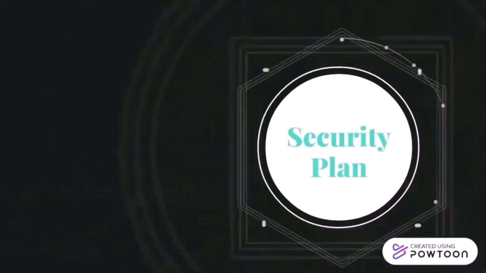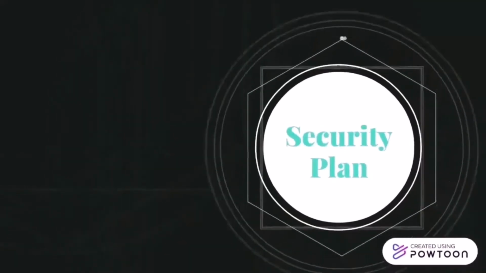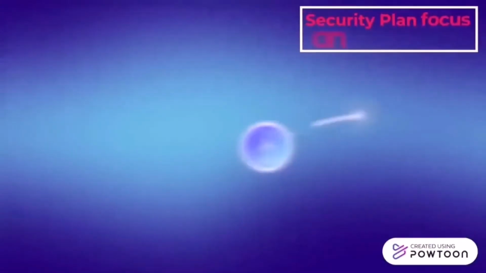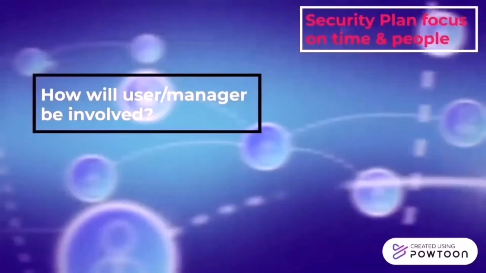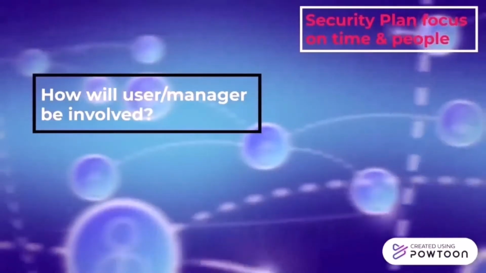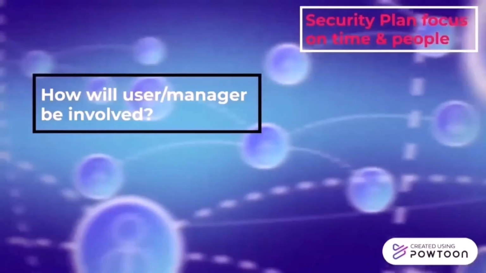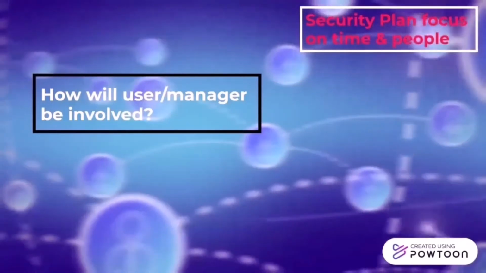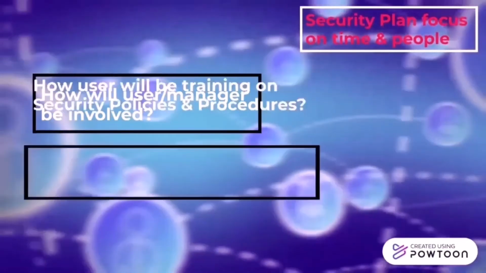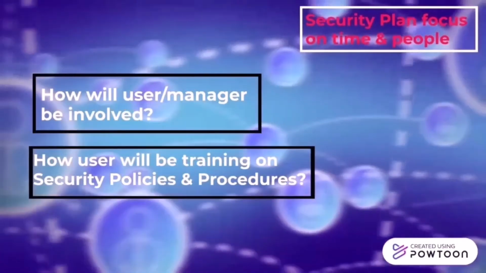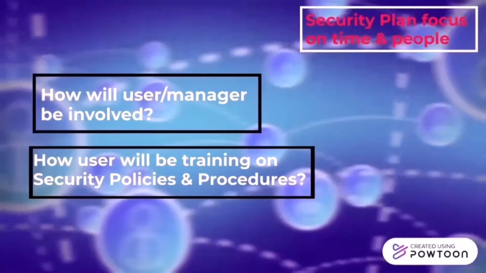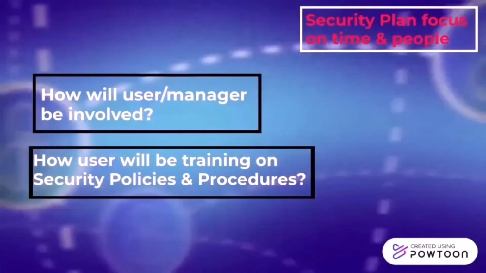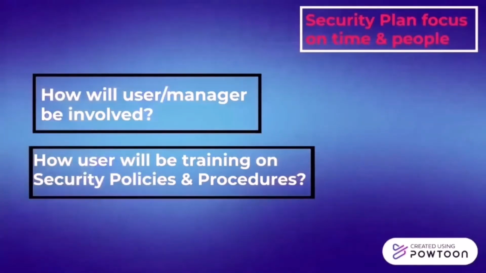Now we go to developing security plans. The security plan focuses on time and people. How will users or managers be involved? We specify time, people, and other resources that will be required to develop a security policy and achieve implementation of the policy. And we go to how users will be trained on security policies and procedures, which is going to be a high-level document that proposes what an organization is going to do to meet security requirements.